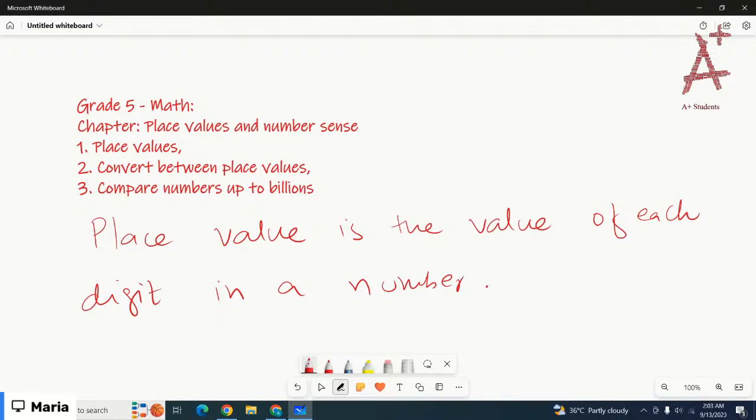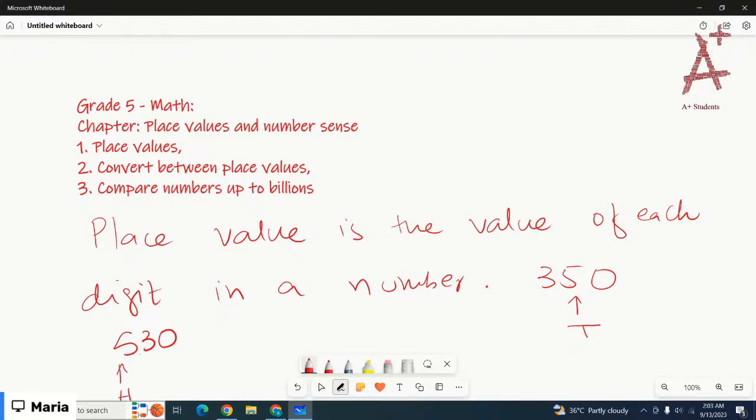we have 350, right? The place value of 5 here is that 5 is at the tens position. Another example, we have 530. Here 5 is at the hundreds position. So in both numbers, the digit 5 has a different place value. In 350, 5 is at the tens position, and in 530, 5 is at the hundreds position, right? So place value is the value of each digit in a number, right?